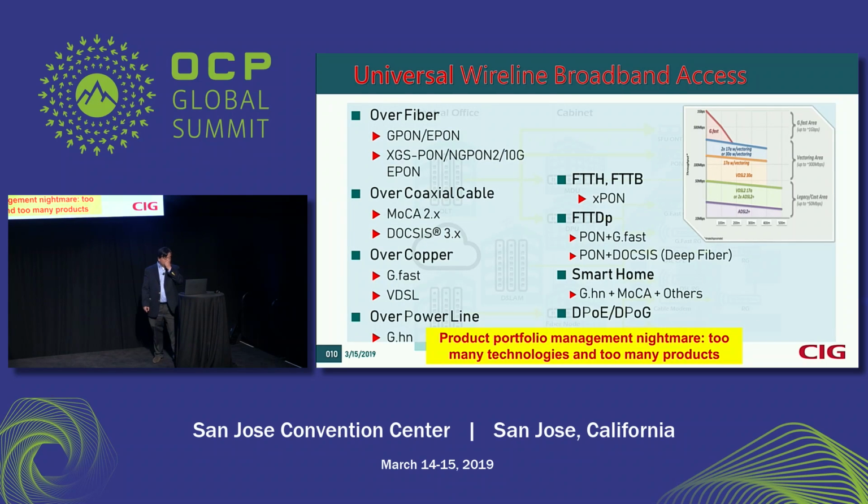Let me have an example. For broadband access, you can see there are so many technologies in this area and so many products. You have fiber, you have coax, you have copper twisted wire, you have power line, and then you have fiber to the home, to the curb, and you have smart home. I mean, think about it. Maintaining these products, you're not going to sell every one of them, right? If you go to AT&T or Verizon, probably they pick just a few of them. But for you, you need to maintain all these products.